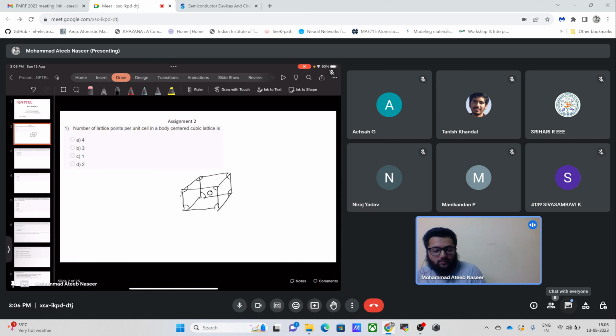If we consider this as the body, along the body diagonal we have one atom lying just at the center of this body diagonal. As we all know, this kind of cubic lattice has only 2 atoms per unit cell, because the 8 corner atoms are shared with the rest of the 8 and one atom lies inside the body. So the answer to this problem is simply 2.